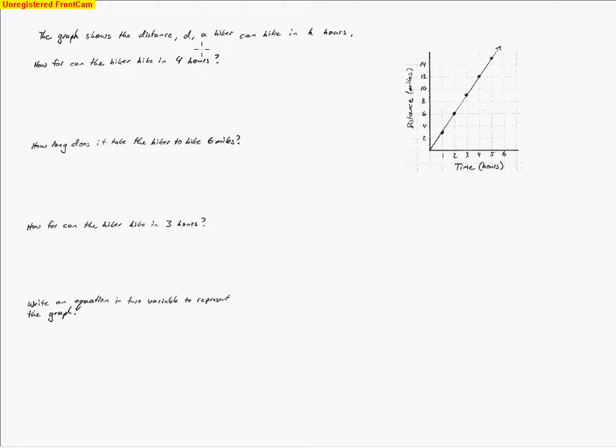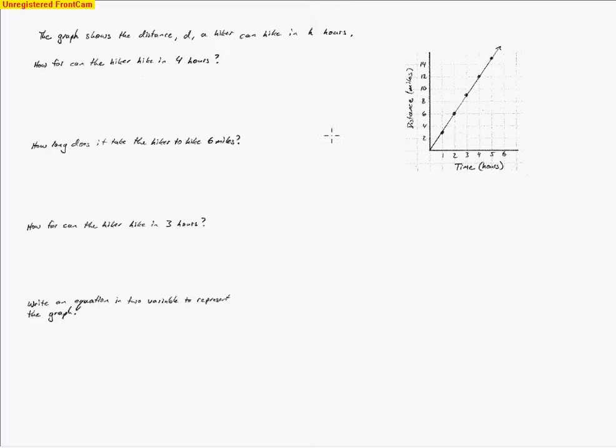And it gives us this graph, and yours will look a little bit different, but it's a similar type of problem. The graph shows the distance d, and so distance is going along the y-axis here in miles. The hiker can hike in h hours, and that's going along the horizontal axis. So how far can the hiker hike in 4 hours?